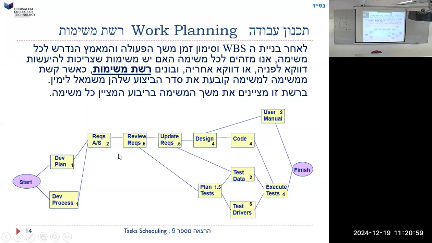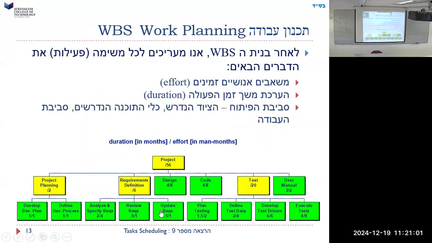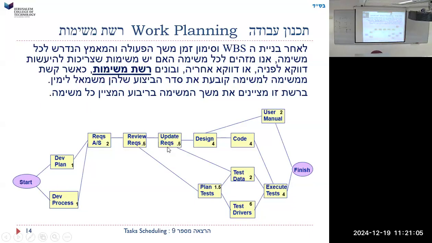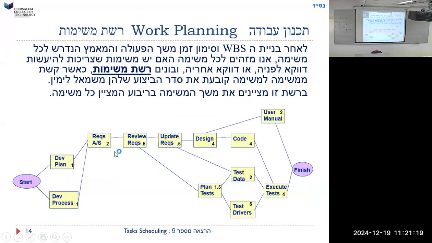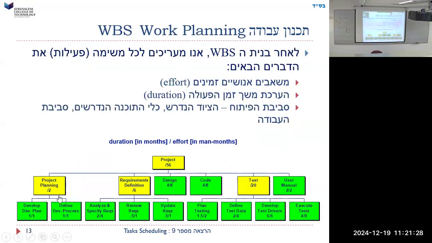Now we can take those same things and here, like update requests. Here is update requests here. So he puts them all in this table. Now, how did he come up with this table? Why is plan tests there? How do we get this table? Dev process. Like these are development plan, development process. Why are those in parallel?